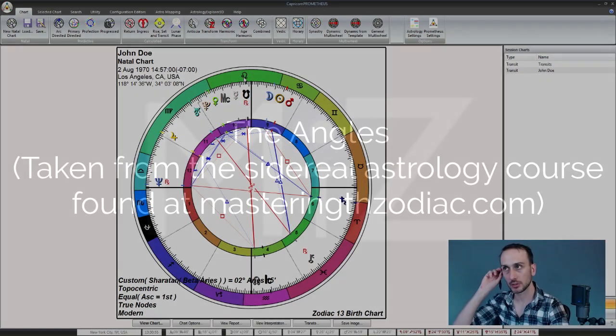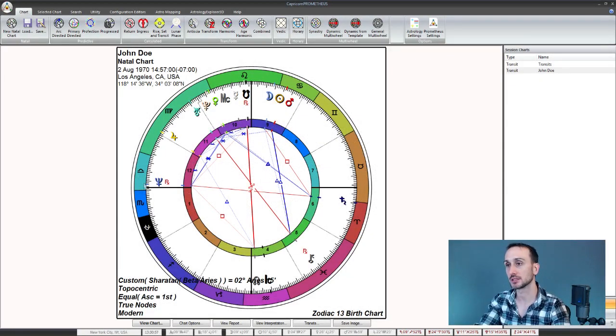Components of the chart. One thing we didn't talk about was what does the ascendant mean? What is the descendant? What is the midheaven? Completely opposite the midheaven, this MC, is the IC, or the Imum Coeli, which is always opposite. The ascendant and descendant are always opposite each other. The MC and IC are always opposite each other.